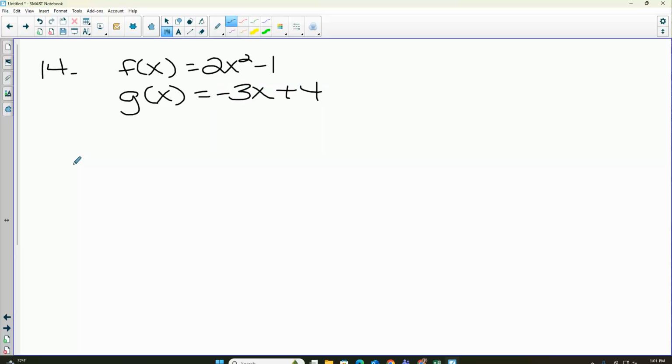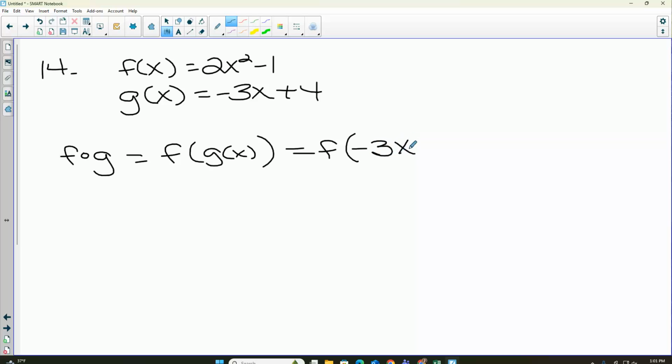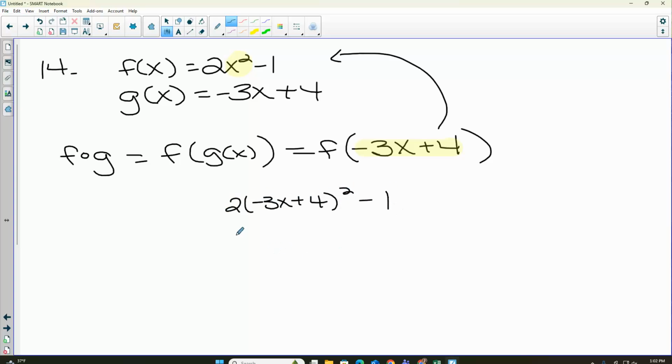So f composed with g means f of g of x. So you start on the inside. G is -3x plus 4. We are plugging that into f. It's taking the place of the x in that equation. So we have 2 times (-3x plus 4) squared minus 1.